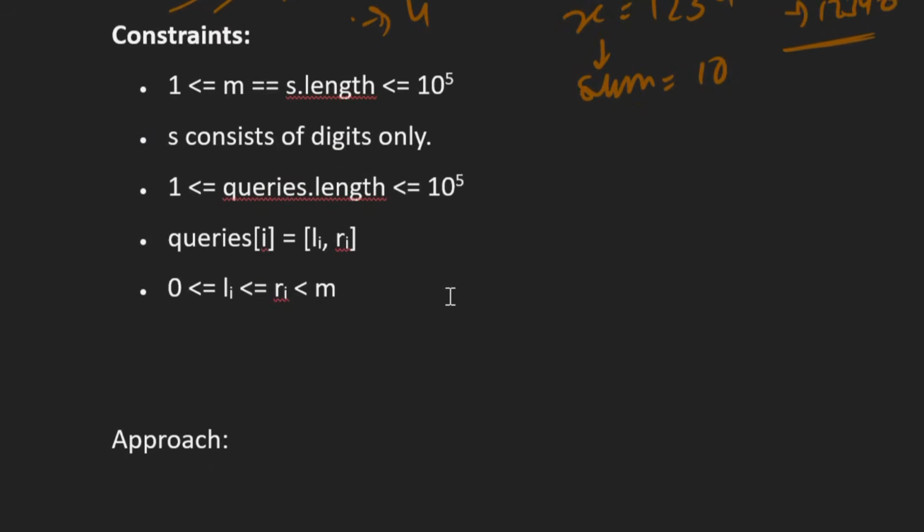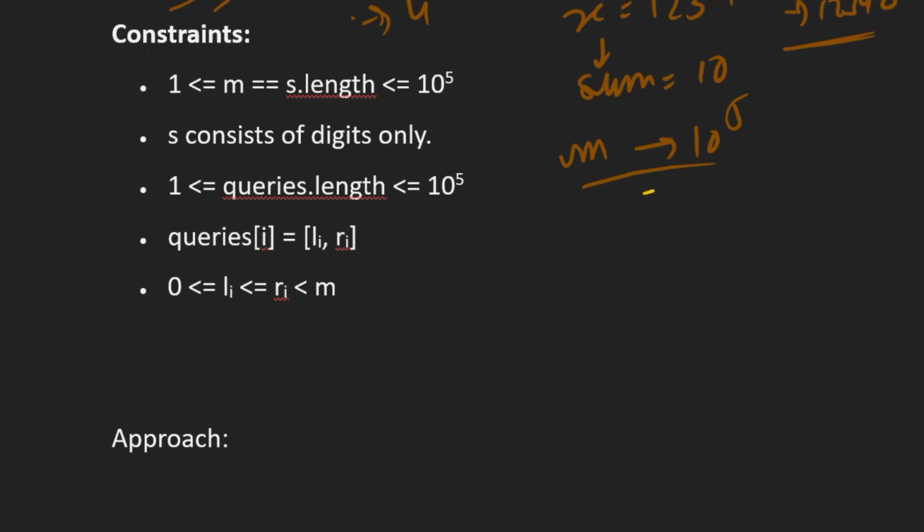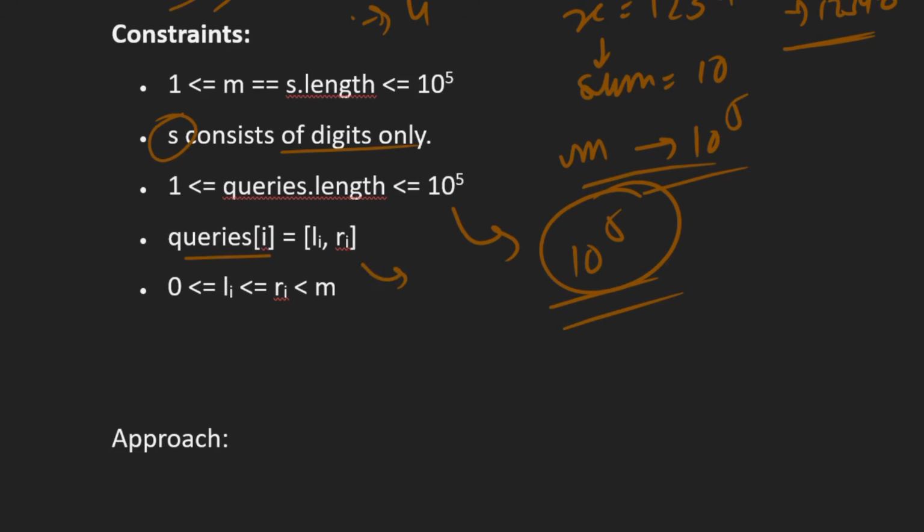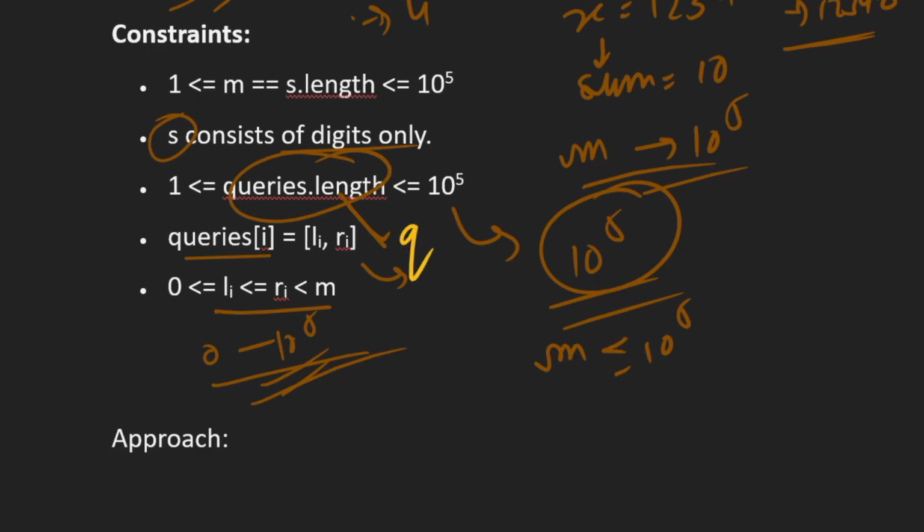So let's see the constraints. m, which is the length of the string, can be up to 10 to the power 5, and the string consists of only digits. The total number of queries can also be up to 10 to the power 5. Queries[i] contains two indexes L and R, which are valid indexes within the string. Let's say queries.length is q, and q is also less than or equal to 10 to the power 5.